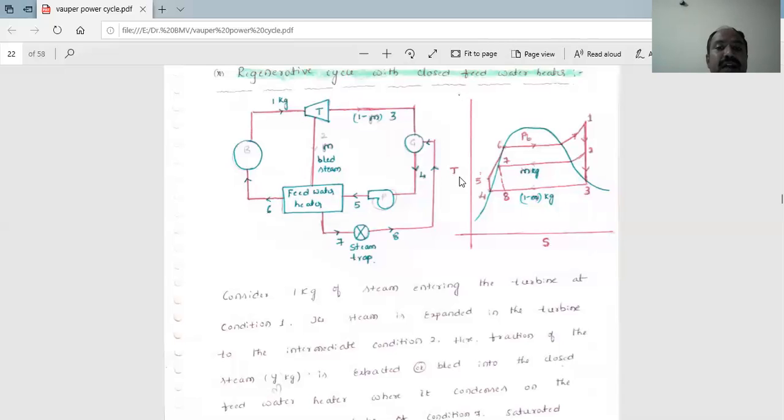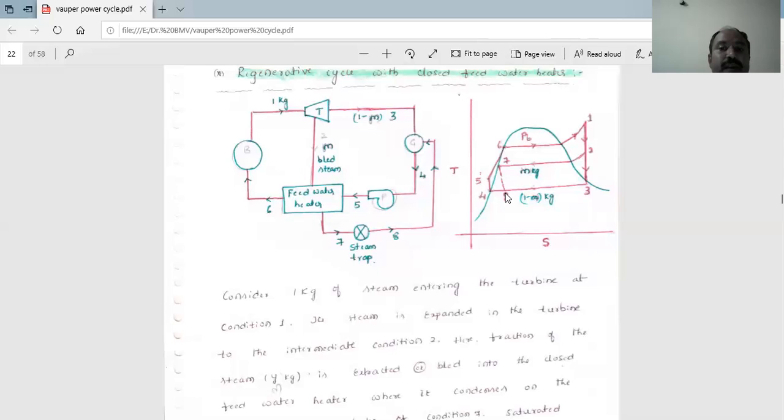This is the TS diagram. Here the superheated steam is produced by the boiler. At stage 2, the expansion process takes place. Then at 3, 1 minus m, after expansion, wet steam exists and is passed to the condenser. At stage 4, it becomes condensed fluid, a saturated liquid. Then it is fed on again.